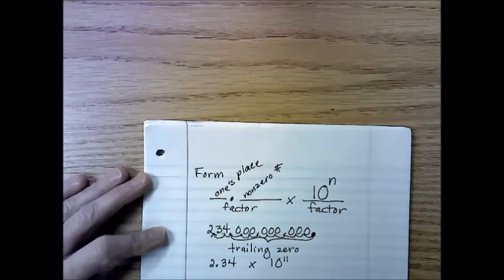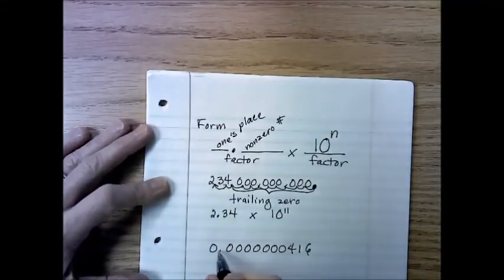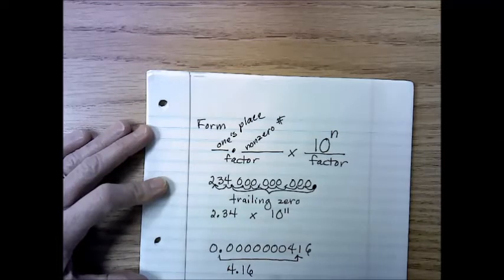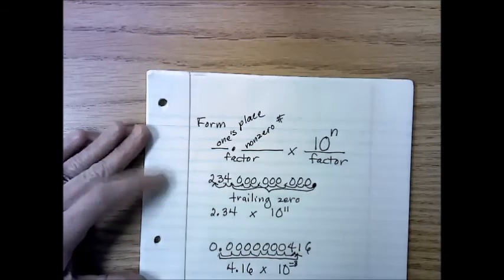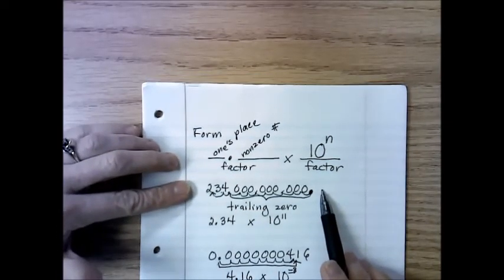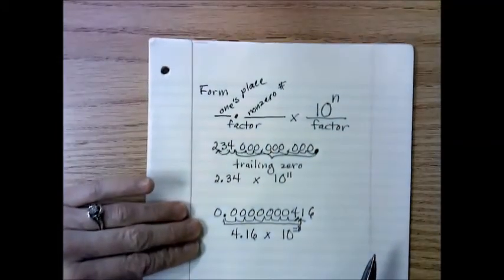Now, again, if I had a very small number with a number of zeros, I have to get this decimal point back behind the 4 so that I could write my first factor as a 4.16. My second factor is 10. I just need to figure out what my exponent is. And I had to move it 1, 2, 3, 4, 5, 6, 7, 8 places. So this would be a negative 8 in the exponent. All right, so we wrote these numbers first in standard form and then wrote them in scientific notation.